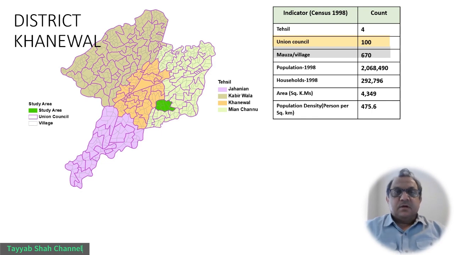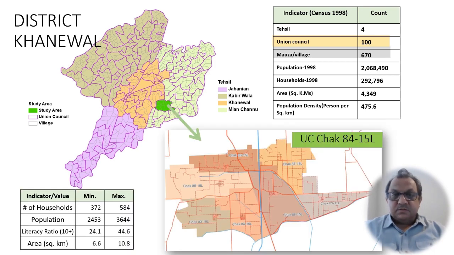Administratively, District Khanewal was divided into 4 tehsils and 100 union councils, and there are over 600 villages, or in other words, a Moza, which is the lowest level of geography when we're talking about census data. According to the 1998 census, there were more than 2 million people with a population density of 475 persons per square kilometer. You can see the location of the union council on this map, and there are some statistics about this union council before the survey.